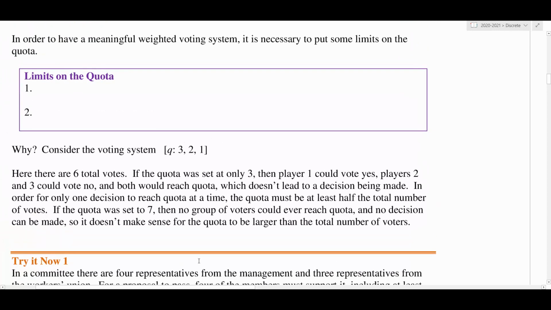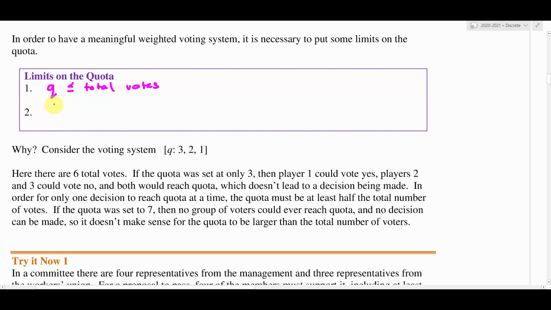All right, so in order to have meaningful weighted voting systems, we do need to place some limits on the quota. That quota, the number of votes that's needed to make a decision or pass a measure, can't be too small and it can't be too big. So the limits on the quotas are as such. Remember, Q represents quota, and the quota has to be less than or equal to the total number of votes.